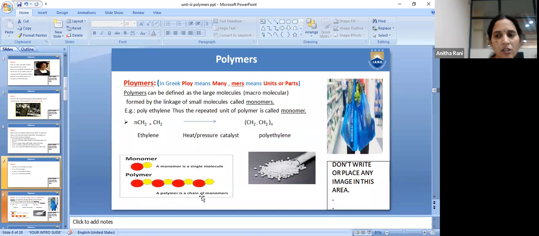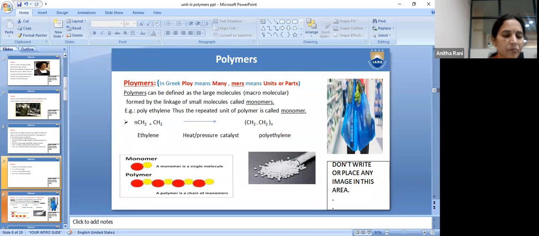A polymer is a chain of monomers. But a monomer is a single molecule. A polymer is a chain of monomers. We are linking together a number of monomers, obtaining a polymer, or preparing a polymer.